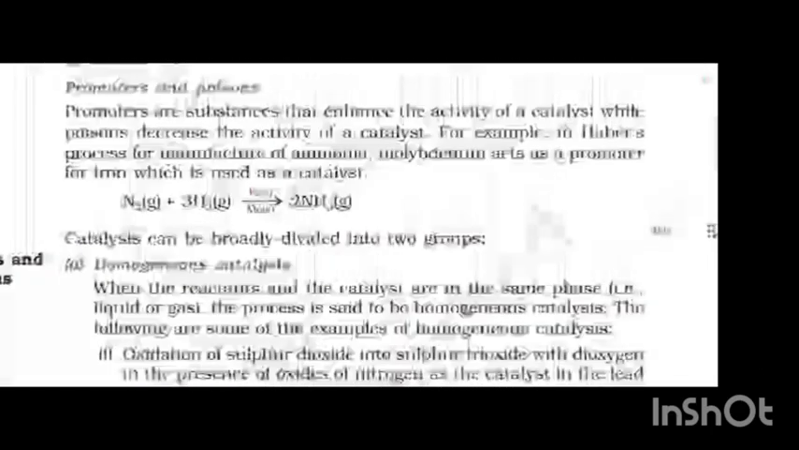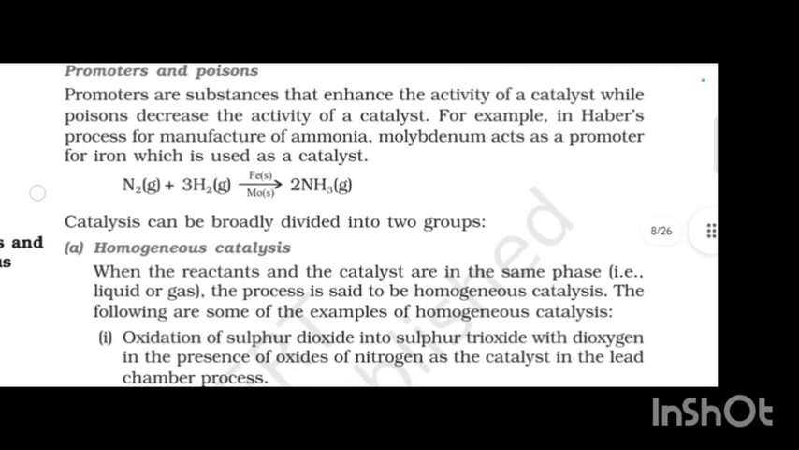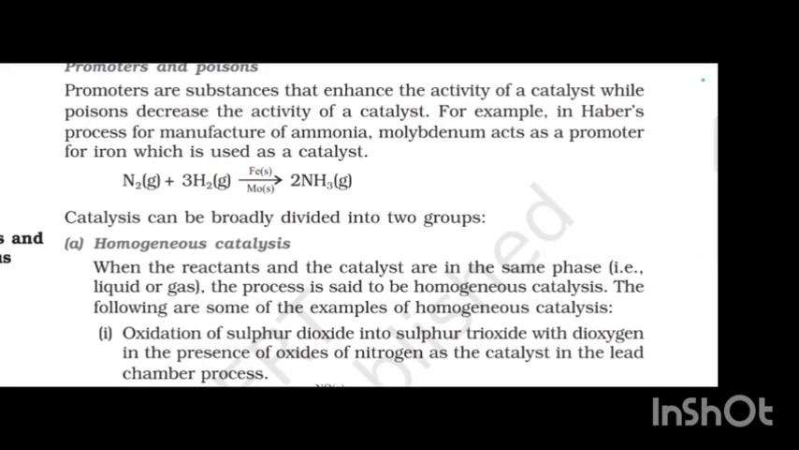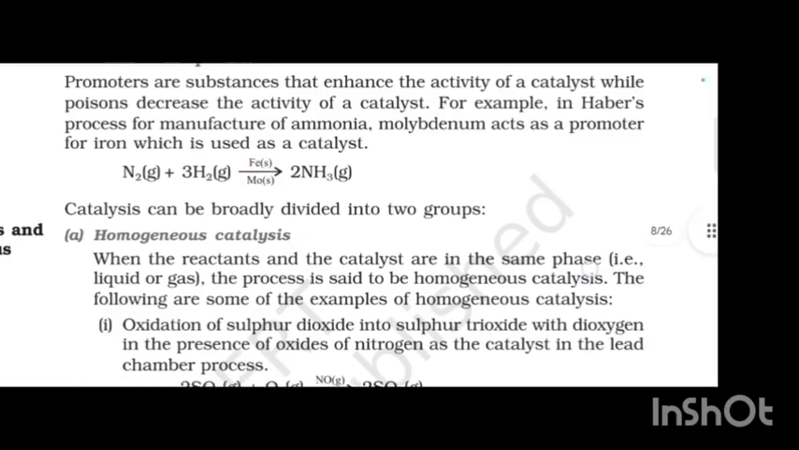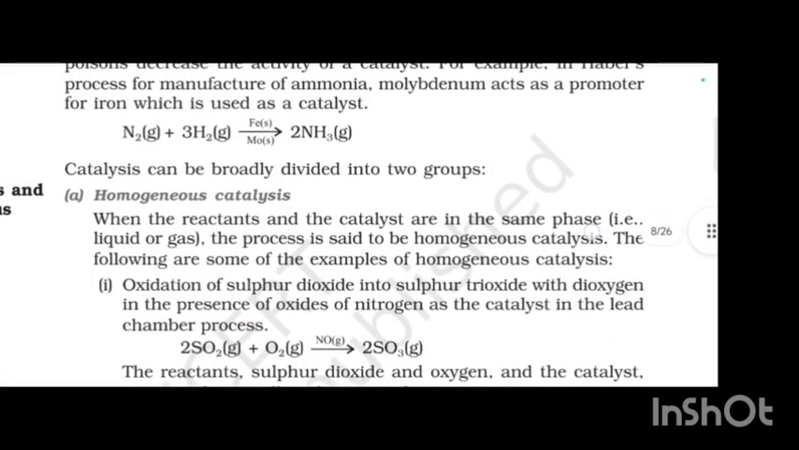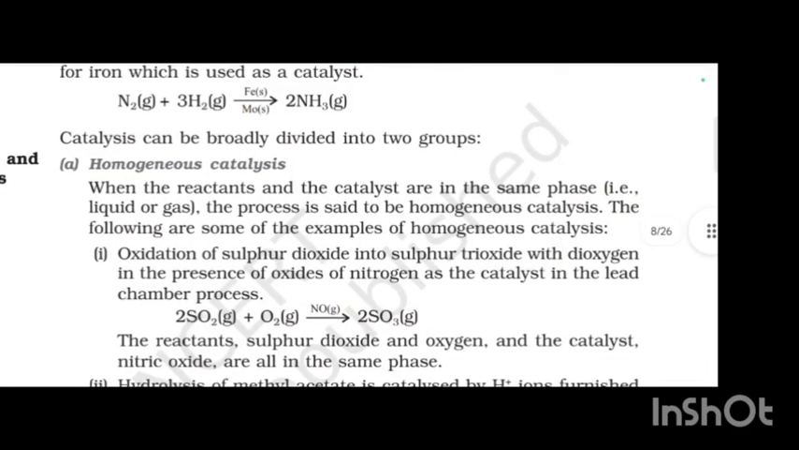Promoters and poisons. Promoters are substances that enhance the activity of a catalyst, while poisons decrease the activity of a catalyst. For example, in Haber's process for manufacture of ammonia, molybdenum acts as a promoter for iron, which is used as a catalyst. N2 gas plus 3H2 gas in presence of Fe solid, molybdenum solid gives 2NH3 gas.